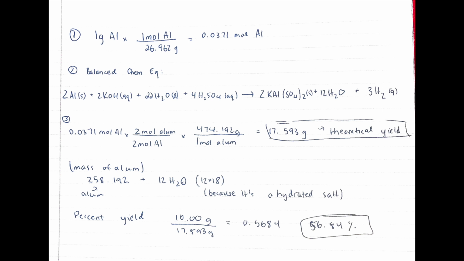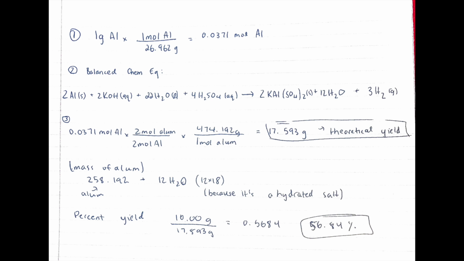Next, I will go through the calculation process to find the theoretical yield. So the first thing is that we know we used 1 gram of aluminum, and so we found how many moles that was by multiplying the 1 gram of aluminum times 1 mole of aluminum over 26.926 grams to find that we used 0.0371 moles of aluminum.